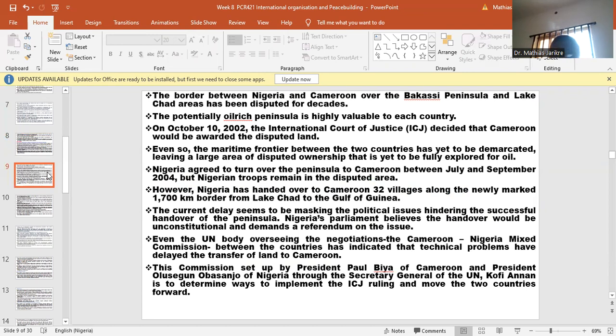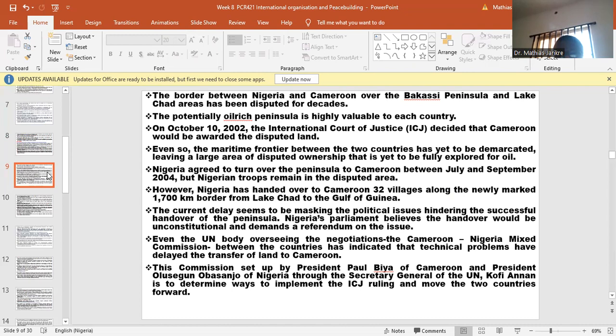The border between Nigeria and Cameroon over the Bakassi Peninsula and Lake Chad areas has been disputed for decades. The potentially oil-rich peninsula is highly valuable for each country. On October 10, 2002, the International Court of Justice decided that Cameroon would be awarded the disputed land. Even so, the maritime frontier between the two countries has yet to be demarcated, leaving a large area of dispute, a disputed ownership that is yet to be fully exploited for oil.